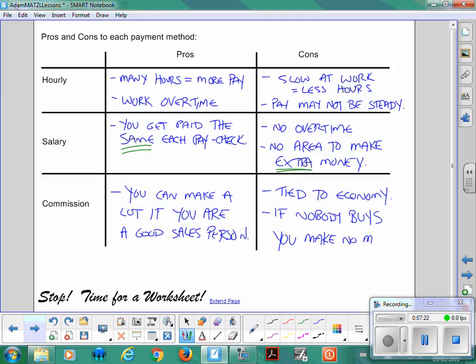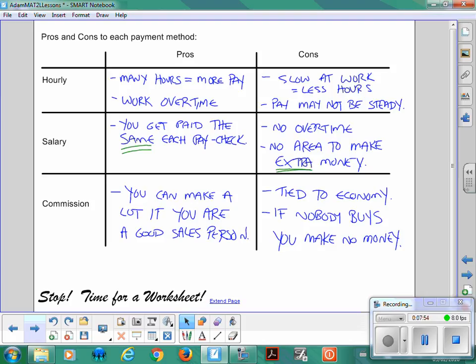So each one has its pros and cons. Those are the big ones. There are a lot of other little ones that you may think of. And if you have a couple that you want to double check, you can ask the teacher whether it's a pro or a con or whether it's a good one or not. But those are the big overlying ones. Each one has its pro and con, and it depends on the type of person you are and the type of lifestyle you live. There are some employers that will ask, do you want hourly or do you want salary? So it's a tough decision because both have pros and cons.